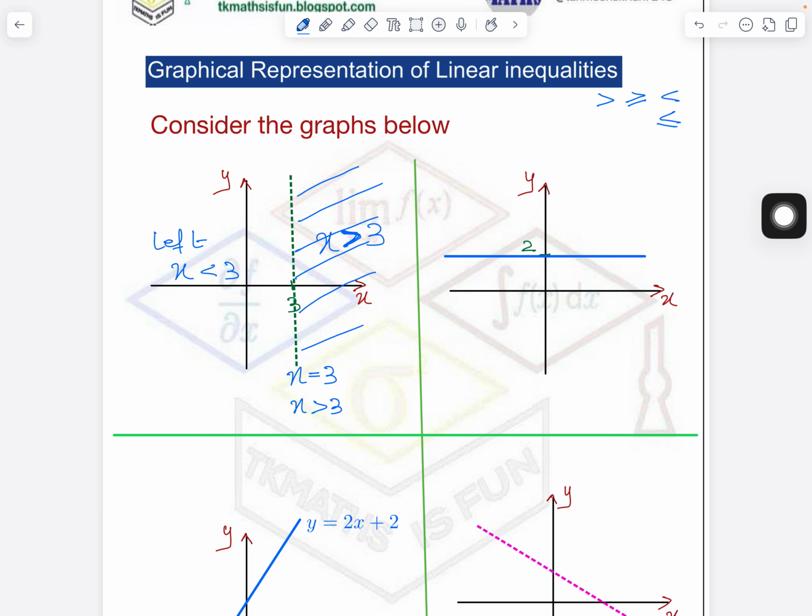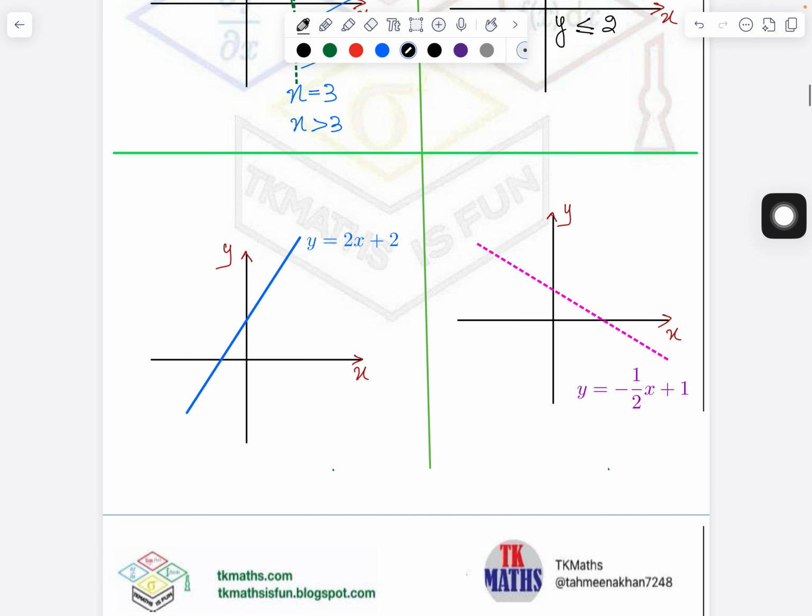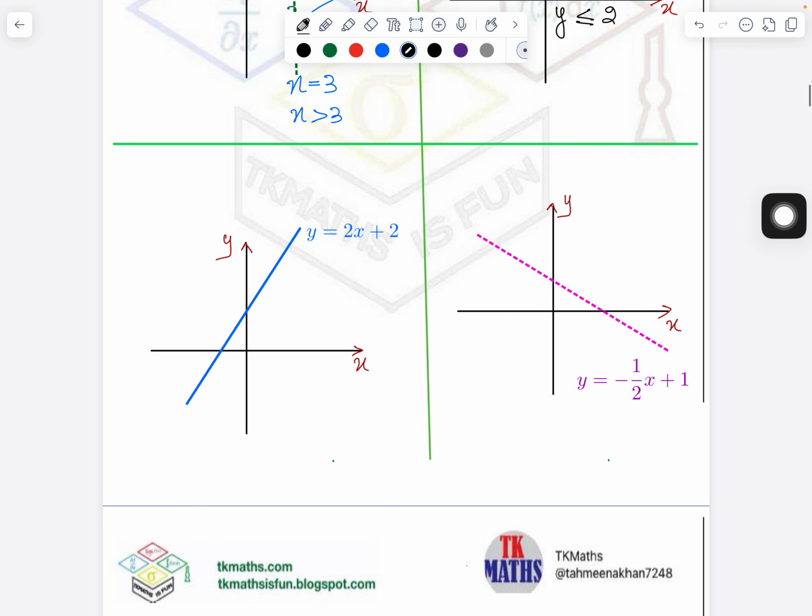Now let's see the second example. In this example, this line is y equals 2. The region above the line will be represented by y greater than or equal to 2, this whole region above the line. And the one which is below the line, from this side, this region is y less than or equal to 2, right? It is like a number line. If the line is y equals 2x plus 2, right?